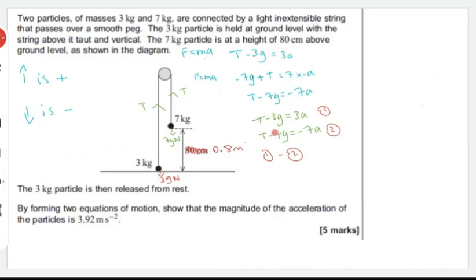So T minus T is nothing. Minus 3g minus minus 7g is the same as minus 3g plus 7g, so that's 4g. That equals 3a minus minus 7a, which is 3a plus 7a, so that's 10a. And then 4g over 10 is equal to a. We can check with our calculators: 4g over 10, where g is 9.8, is equal to 3.92 meters per second squared.